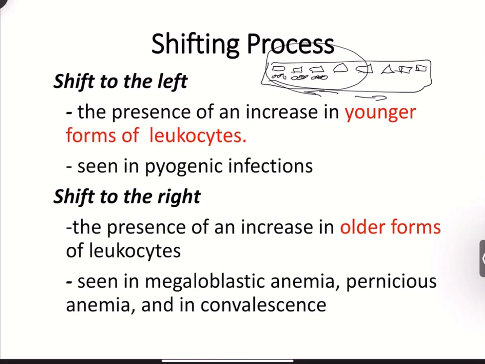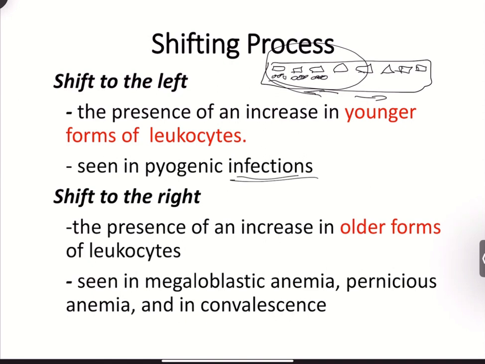Why young? Because we have an increase in production of your cells. These are present in infections. Larger amounts of your WBCs are needed. That's why we are producing large amounts of WBCs, even in younger forms. That's why the blood smear or the patient will have a shift to the left.